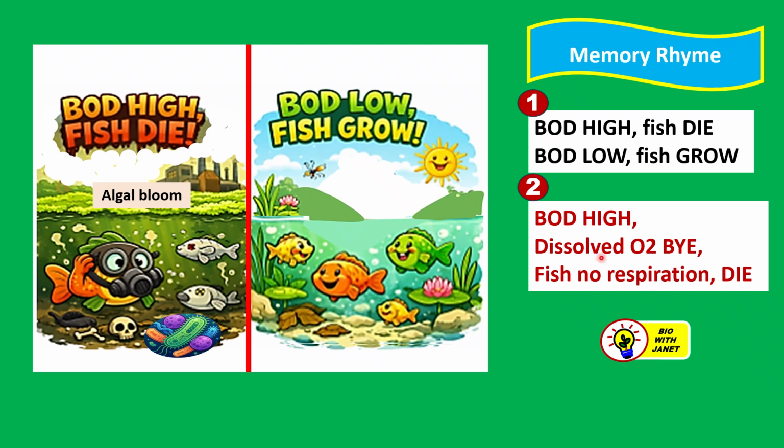Another quick rhyme here is: BOD high, dissolved oxygen bye, meaning that dissolved oxygen will become reduced. Fish no respiration, die. But if you can't remember this, just stick to the first one. BOD high, fish die. BOD low, fish grow. So simple.